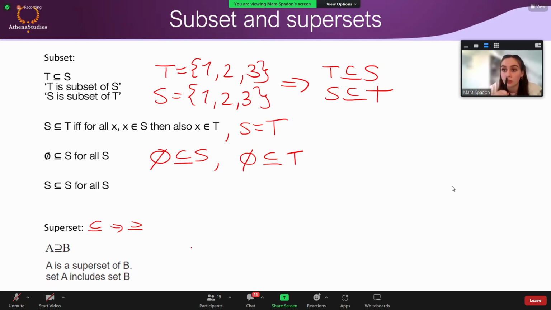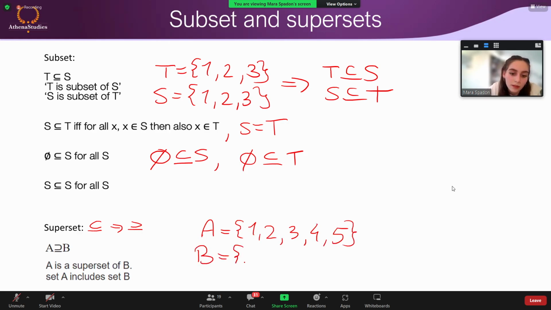Okay, so we wanted to include every single element. So if I could write down an example here, I could have the superset A, which contains 1 through 5. Then B, for example, could contain 2 and 3. That way we can see that set A includes the elements of set B, right?